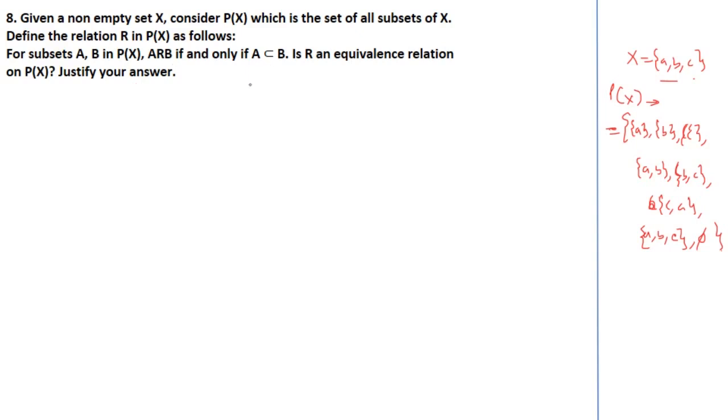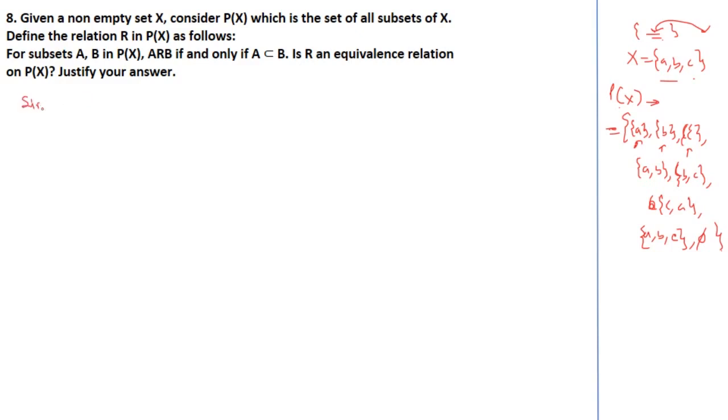So two subsets a and b are related only if, like the two elements, in any kind of relation we always dealt with elements. If the elements in both sets are equal, then it is going to be reflexive. Here in P of x, each and every element is a set. It is given that for subsets a and b in P of x, a is related to b only if a is a subset of b. Is R an equivalence relation on the power set of x? Justify your answer. It is once again an easy one.